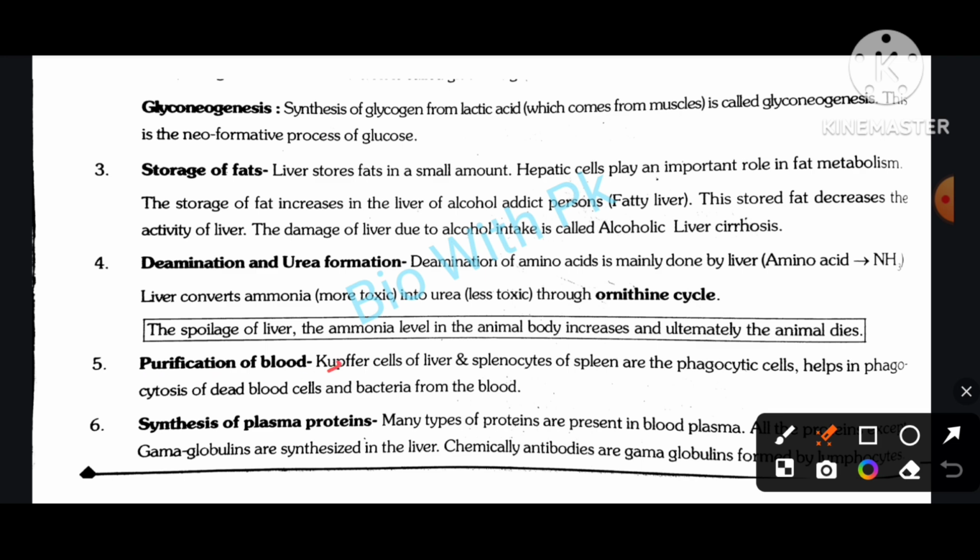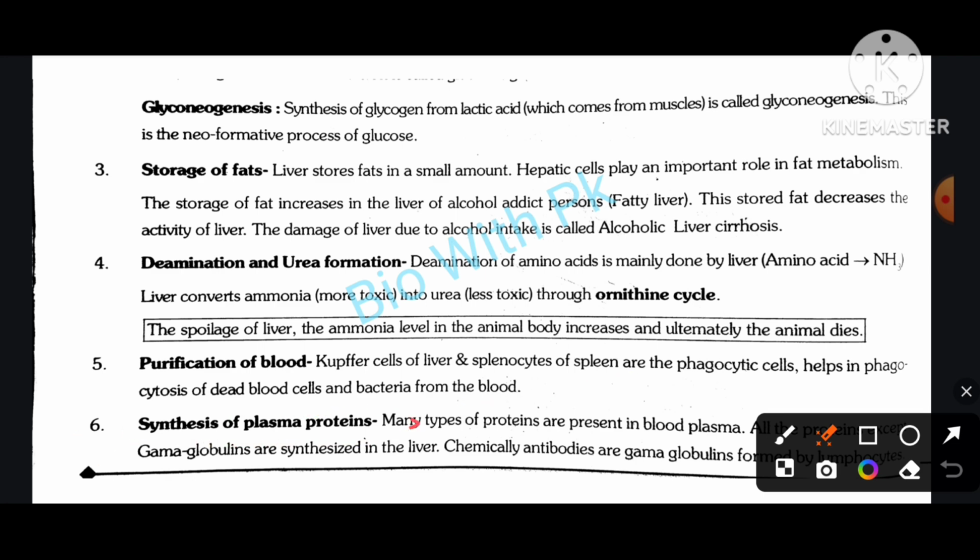Number five, purification of blood. Kupffer cells of the liver and splenocytes of the spleen are phagocytic cells that help in phagocytosis of dead blood cells and bacteria from the blood.